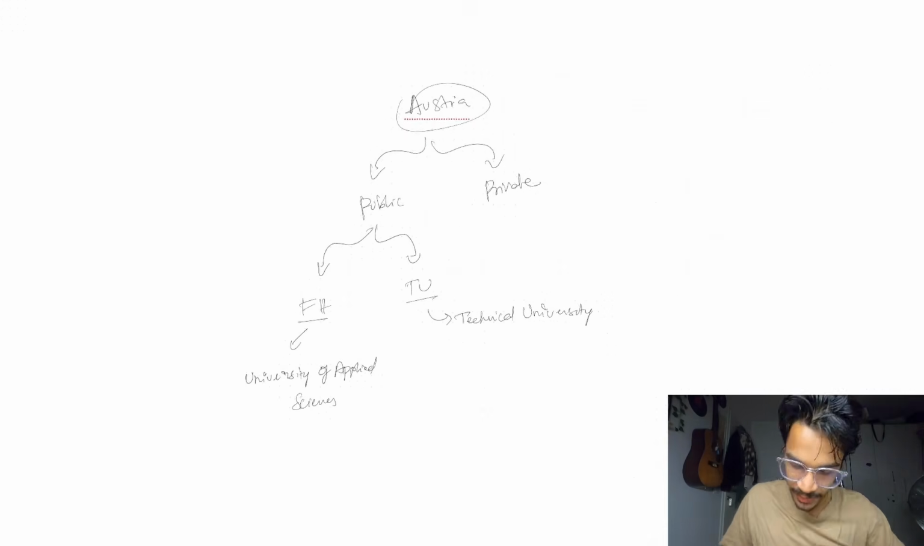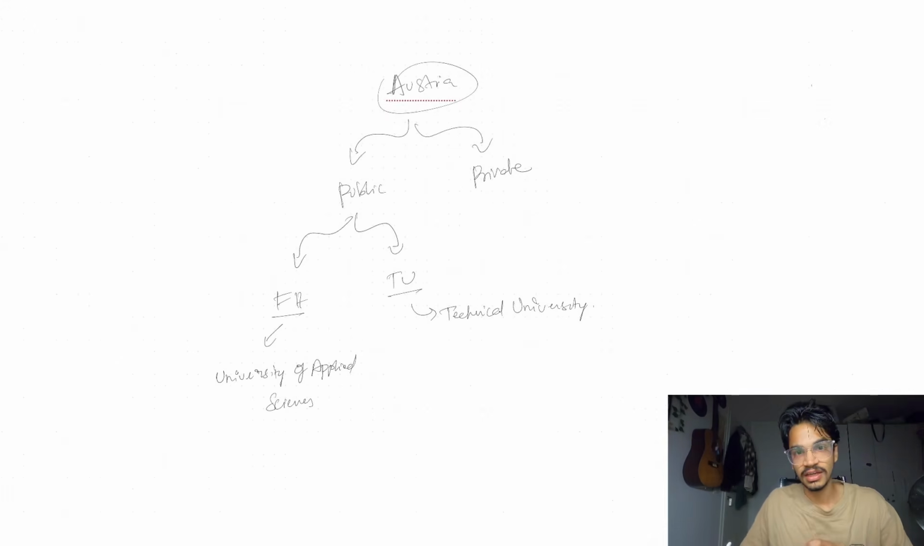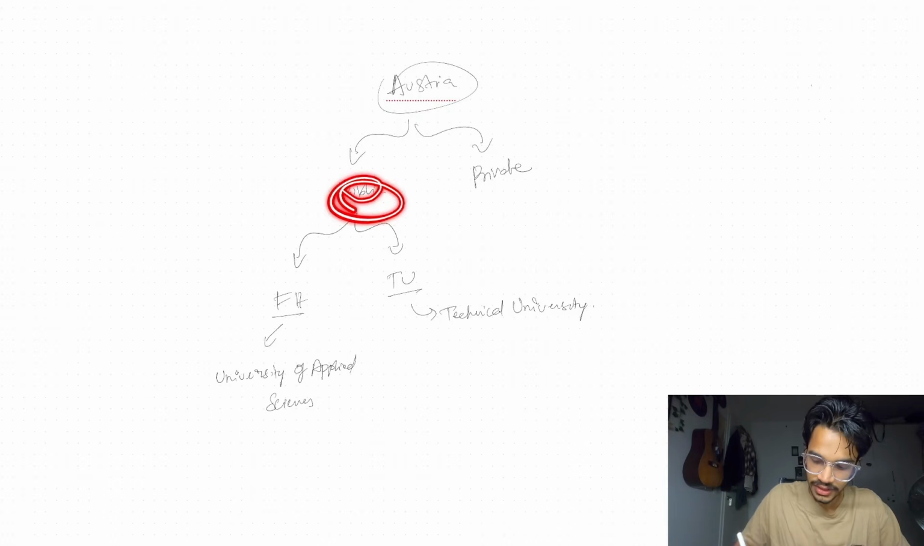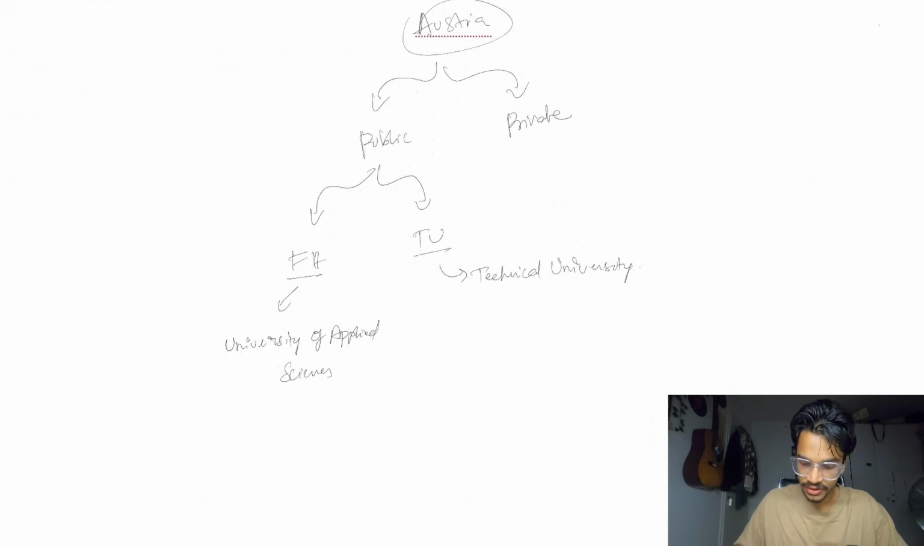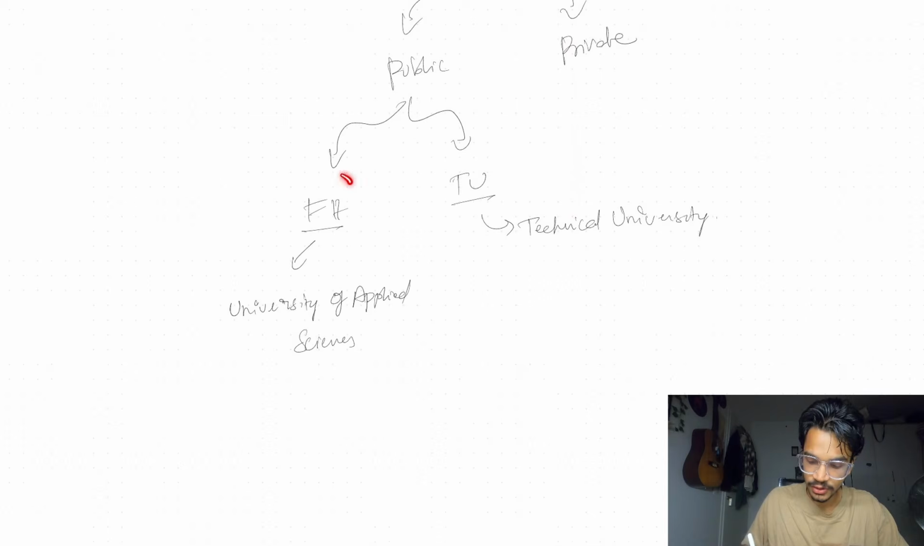So let's go. Coming to the types of universities in Austria, we basically have two main types: public and private. We are going to focus only on the public universities in this video because private universities are a waste of cost. They have a lot of tuition fees, and their degree doesn't matter as much as the public universities'. Among the public universities, there are two main types, FH and TU.